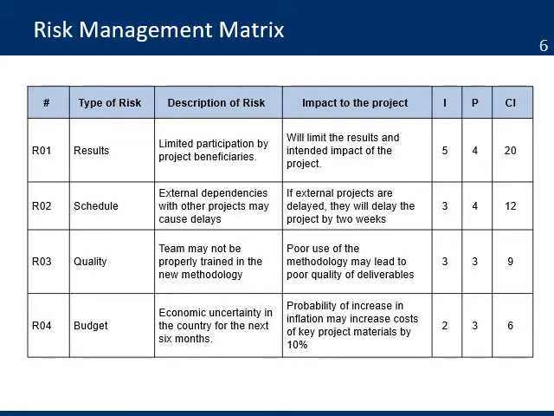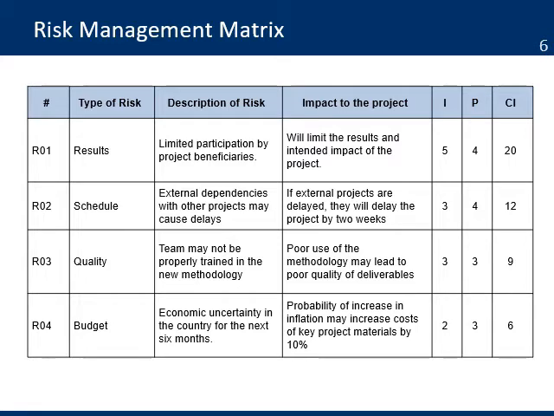Here's the risk management matrix that you can use to plan and monitor risk on your project. You first begin by identifying all risk with a sequential number. The type of risk could be results, schedule, quality, or even budget. Then is the description of the risk. It's a statement that describes the event that might cause a problem to the project. Note the use of the word may, as it indicates a probability and not a fact.